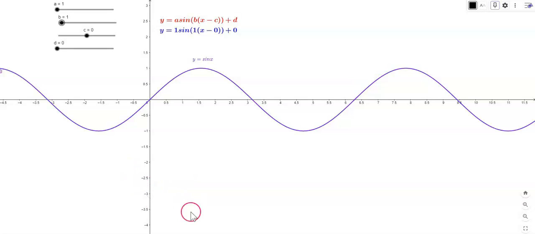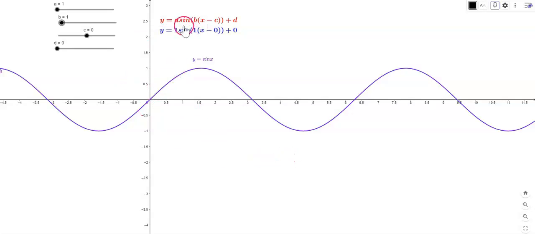A typical one would have no phase shift, so it would start at 0, 0, and it will continue. When we say start, we usually look at this as being our primary cycle. If we were going to graph a sine function based on the coordinates of a unit circle, we would start at 0, 0 and go around.